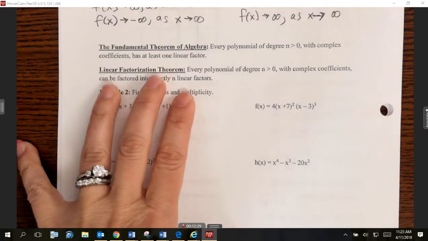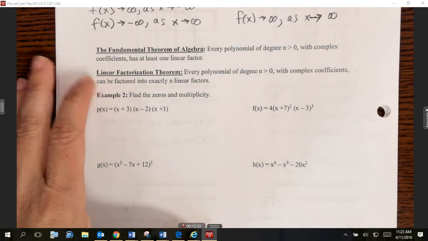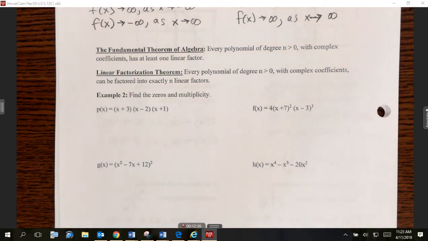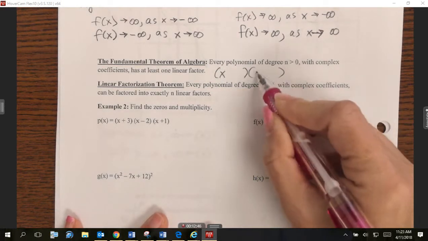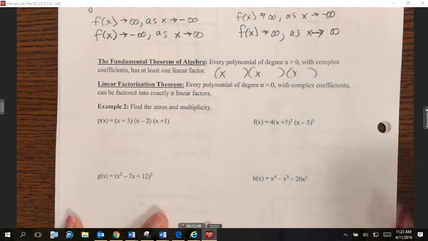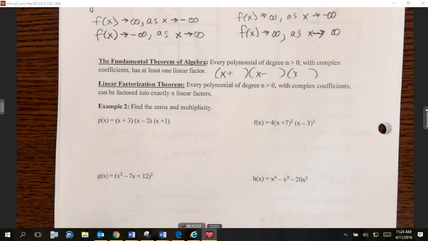The next part talks about the fundamental theorem of algebra and the linear factorization theorem. What we're saying here is any polynomial can be factored into linear factors, meaning all of the factors are going to have x to the first. And then there might be plus or minus some other things in there.